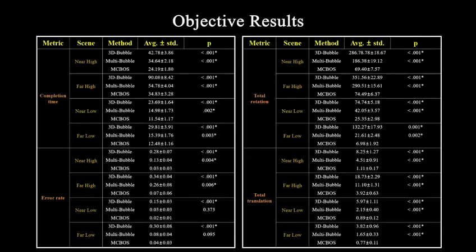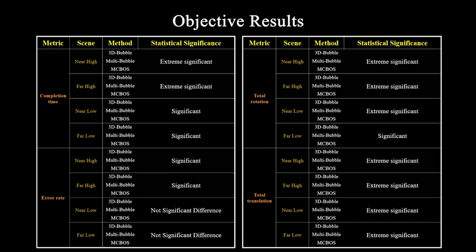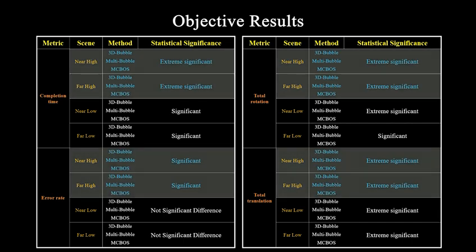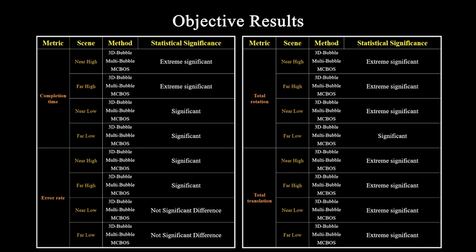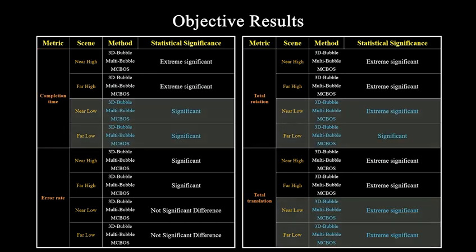Results. We evaluated the objective performance of these 3 methods using 4 metrics: completion time, error rate, total rotation, and total translation. The results showed that MCBOS significantly outperformed 3D bubble and multi-bubble in all 4 evaluation metrics in high object density scenes. Moreover, our method achieved significant improvement in completion time, total rotation, and total translation in the low-density scene.